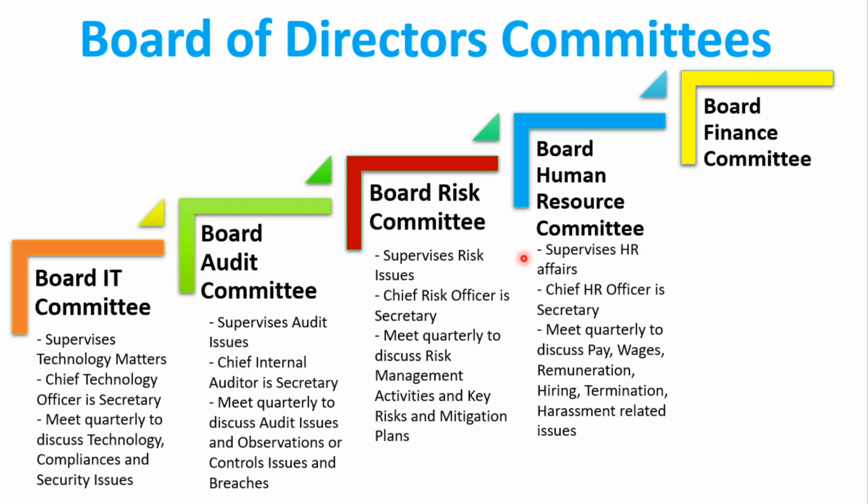Now let's move on to the board human resource committee or board HR committee. This committee basically supervises the human resource functions and affairs, like for example hiring and termination, or you can say the training of the employees, pay, role management, etc. Chief HR Officer who heads the HR department is the secretary to the board human resource committee, and this committee also meets on a quarterly basis usually, and the committee members discuss the pay, wages, remuneration, hiring, termination, harassment related issues, whistleblowing related issues, etc. So the purpose of board HR committee is to manage the HR function of the organization through the chief HR officer or head of human resource.